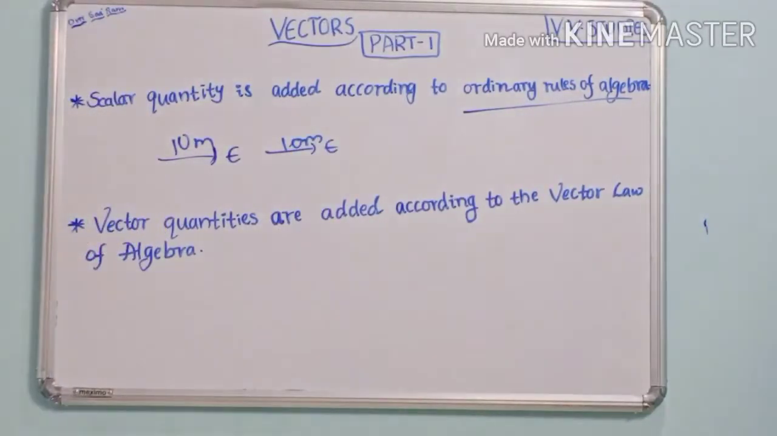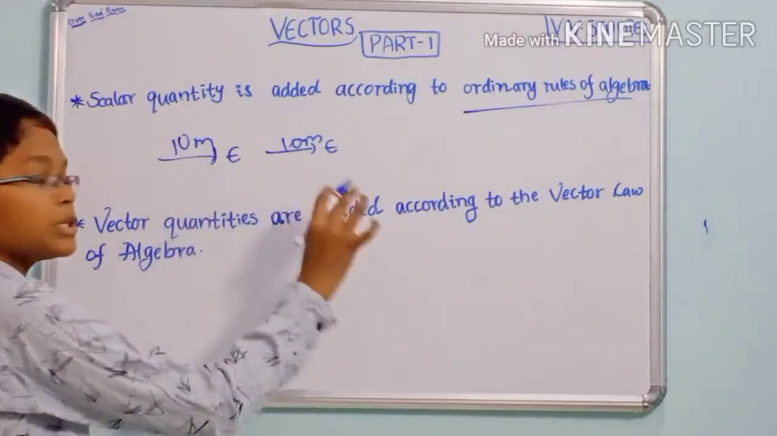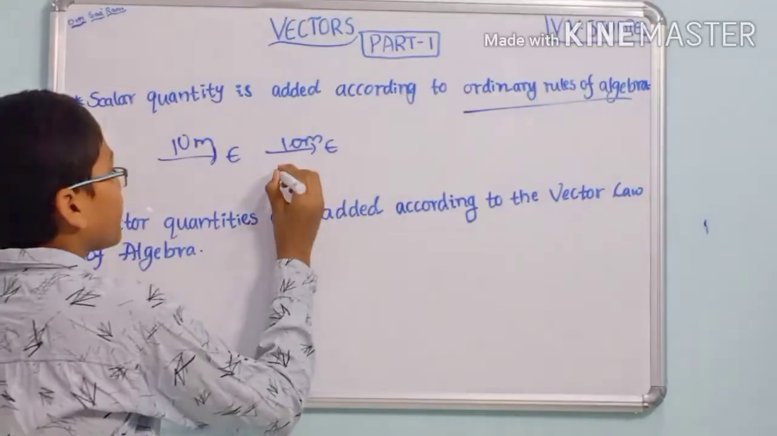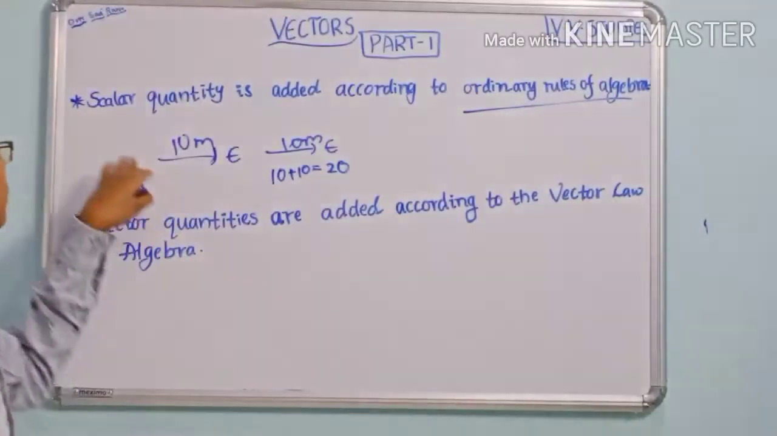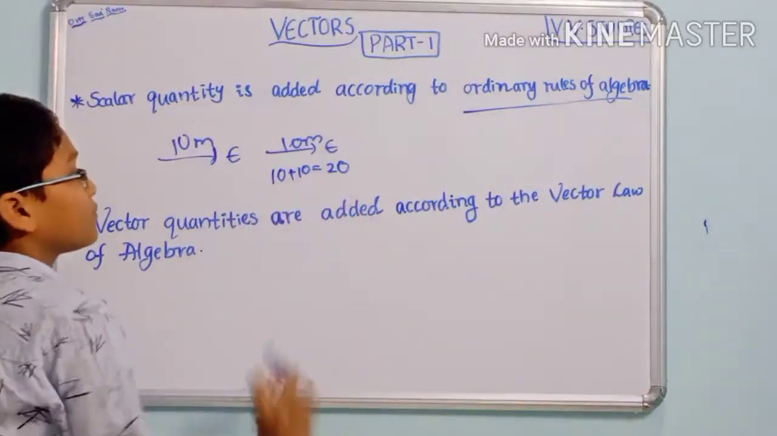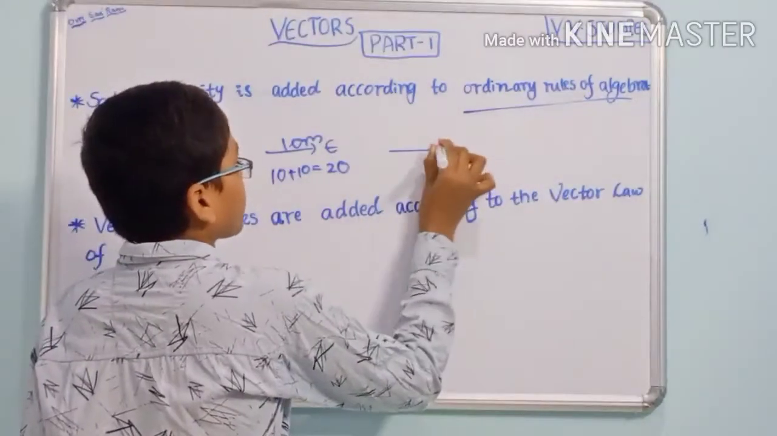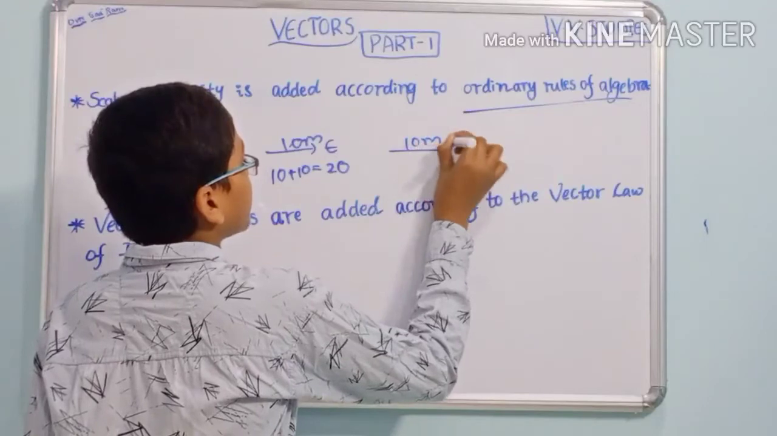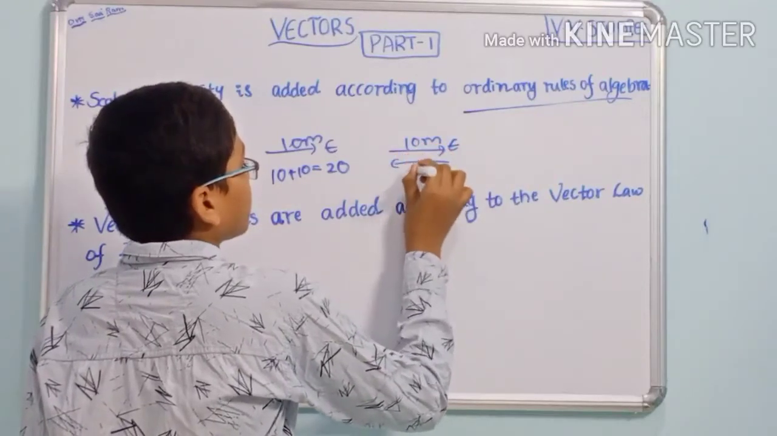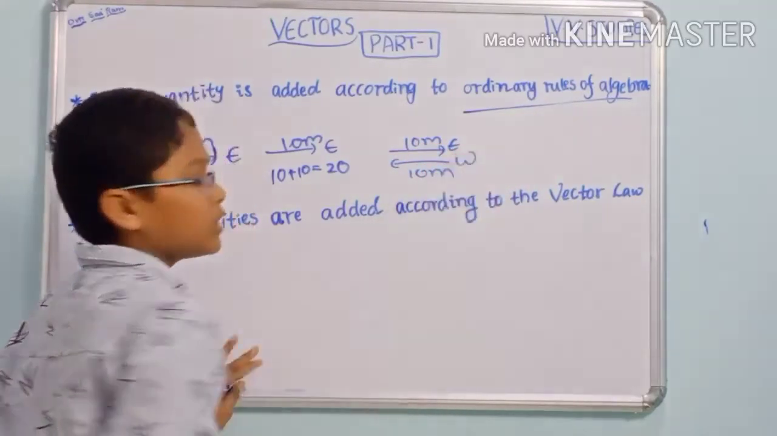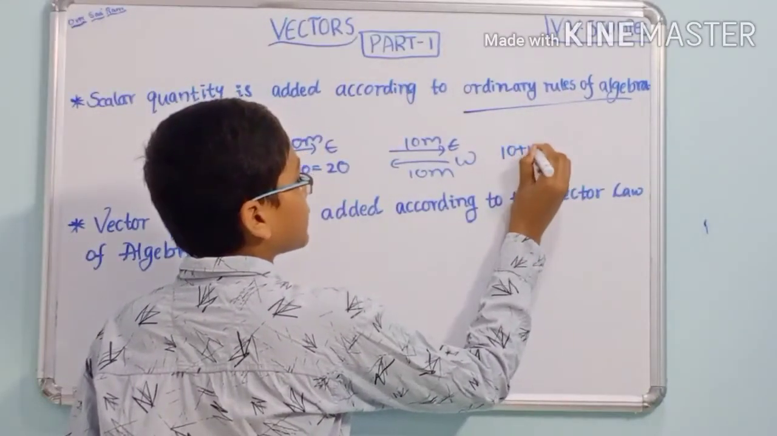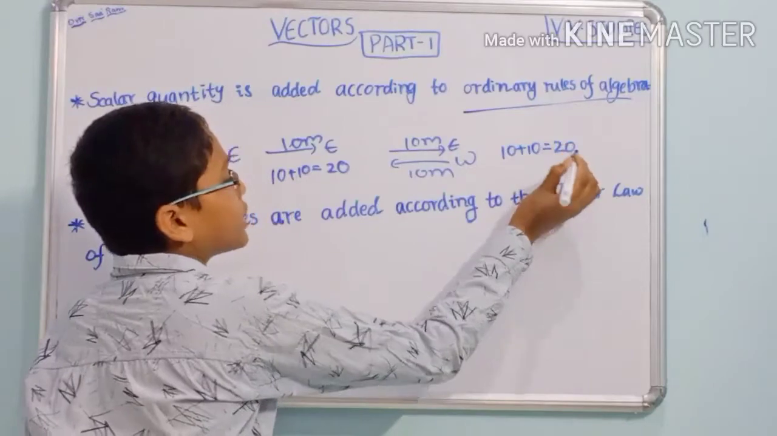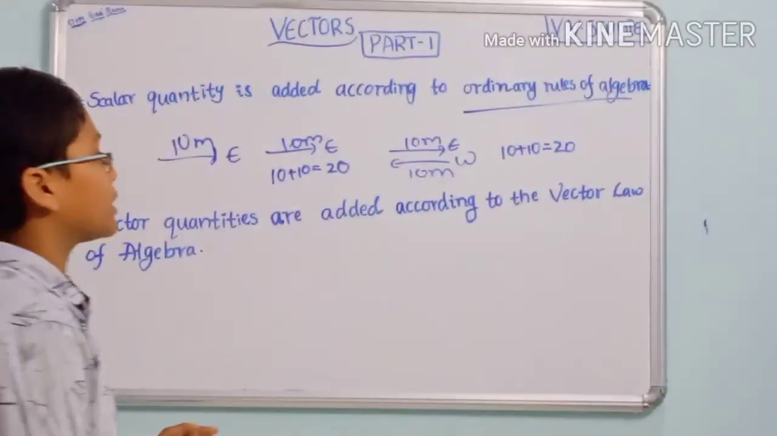Now scalar. Scalar means distance. Here displacement won't come, only distance. 10 plus 10, 20. It does not depend on direction. Okay. Now again you went 10 meters east, then 10 meters west. The distance travelled by you is again 10 plus 10. It does not depend on direction. Scalars do not depend on direction.